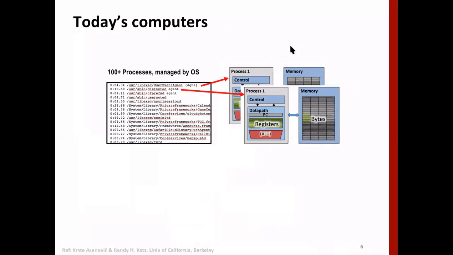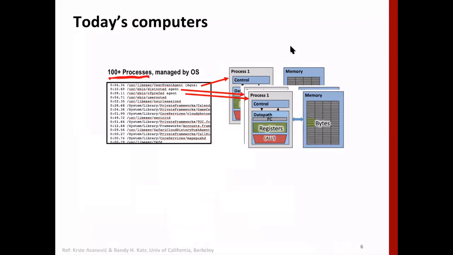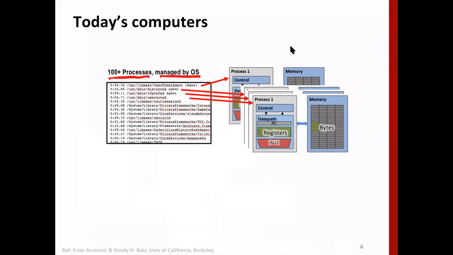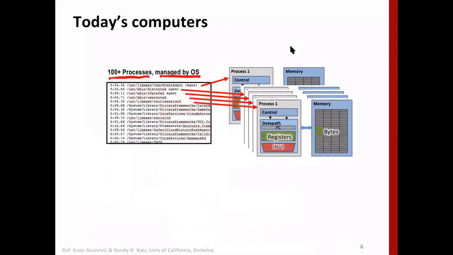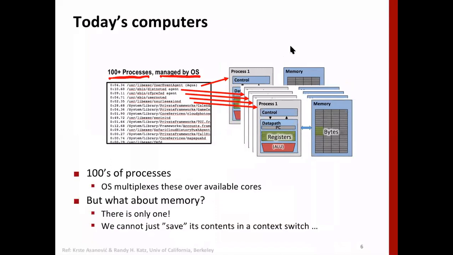Today's computers have 100 plus processes running all the time. It's managed by the OS. And then we have multi-core processors, right? So there are hundreds of processes, and the OS multiplexes these over available cores. There can be a 4-core or 8-core processor, and then hundreds of processes, and the OS just maps, or schedules, these processes over the available processors. But memory is just a single one. Physical memory is just one memory.